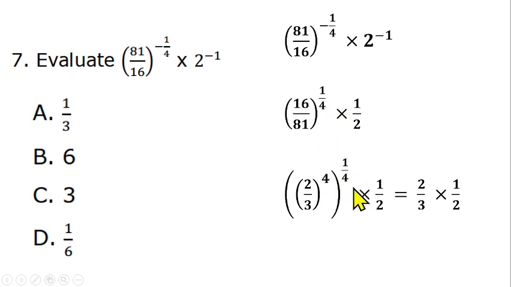Then raised to power 1 over 4 again. Then this power will multiply this power, and that will give us 1. So that means you have 2 over 3 left, just like what I explained here, that this is the fourth root of 16, that is 2. The fourth root of 81 is 3. Then multiply by 1 over 2.